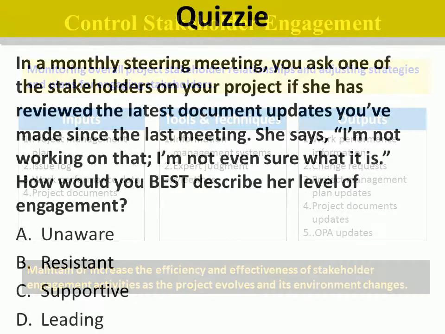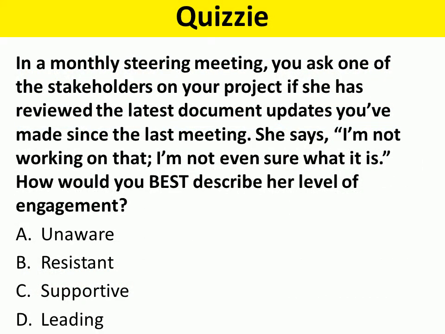Quick quiz. In a monthly steering meeting, you ask one of the stakeholders on your project if she was reviewing the latest document updates you have made since the last meeting. She says, I am not working on that. I am not even sure what it is. How would you best describe her level of engagement?